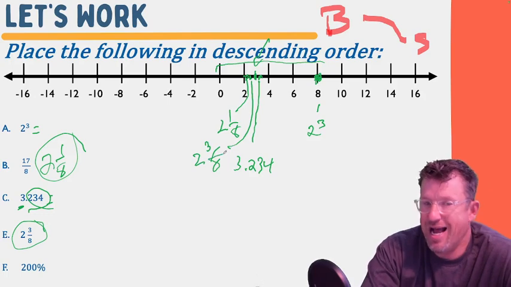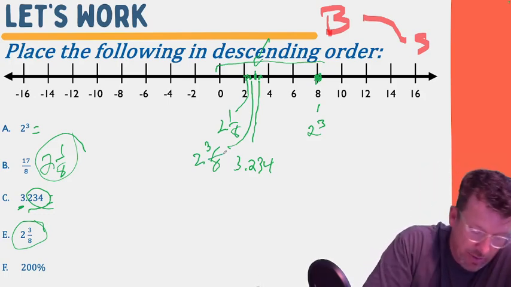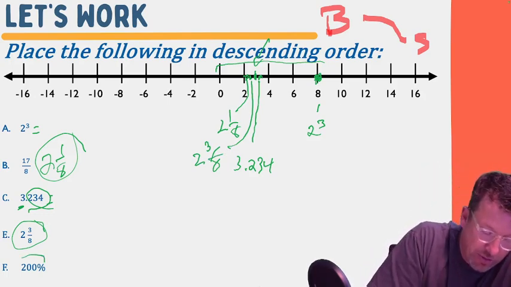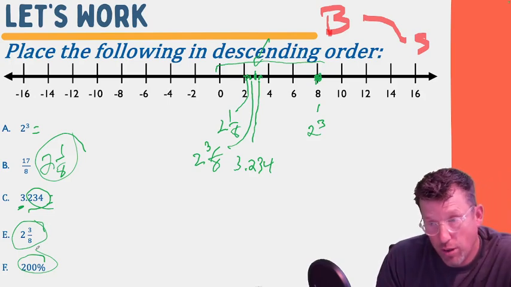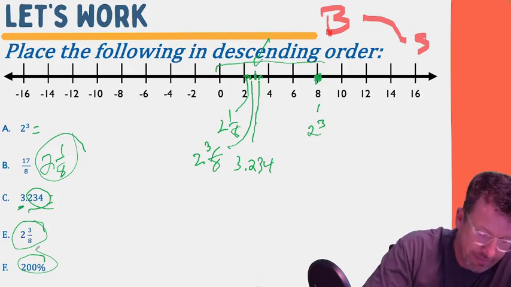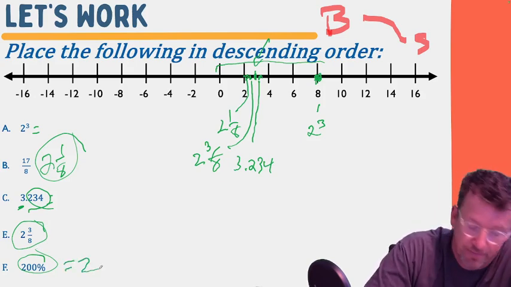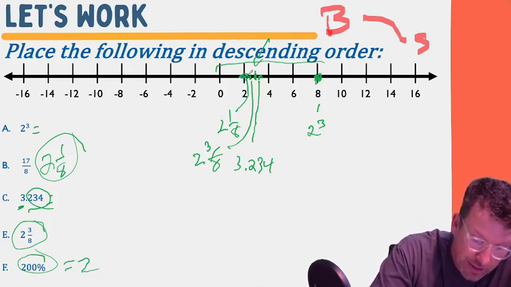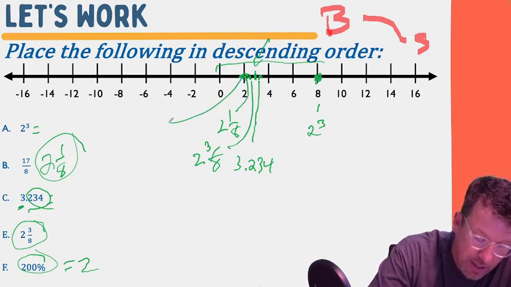And now we got one more guy. That's it. One more dude. We got 200%. We've talked about 200% a couple times, right? One whole pizza is 100%. So what would 200% be? Yeah, it would be 2 wholes. So we go over here to where the 2 actually is, and we come over here and we say 200%.